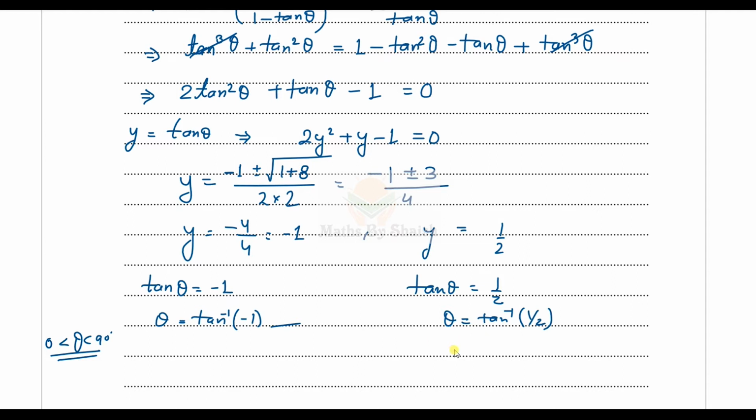So next is the tan inverse of 1 over 2, and it is coming around 26.56, so 26.6 degrees. The next angle will be 26.6 plus 180, which is of course not required. So the only solution in 0 to 90 is 26.6 degrees.